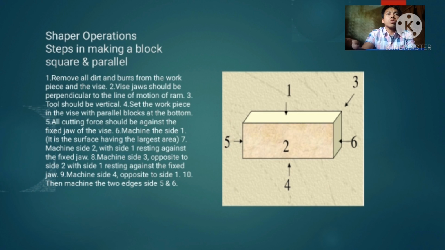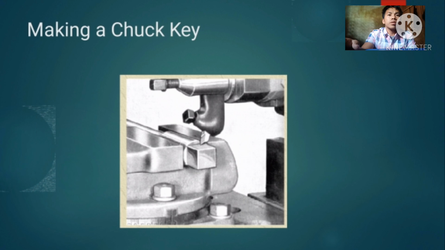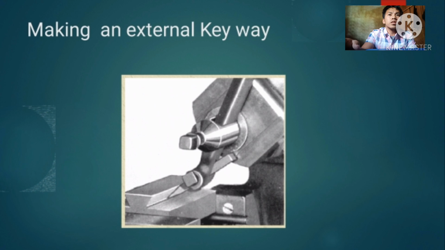Machining a block, sequence of operation, and these are the pictures. And making a V block. These are the pictures of making a V block. Tool slide is tilted at an angle for the V block. Making an external keyway. So these are the pictures of making an external keyway. And making dovetail. These are the pictures of making dovetail.